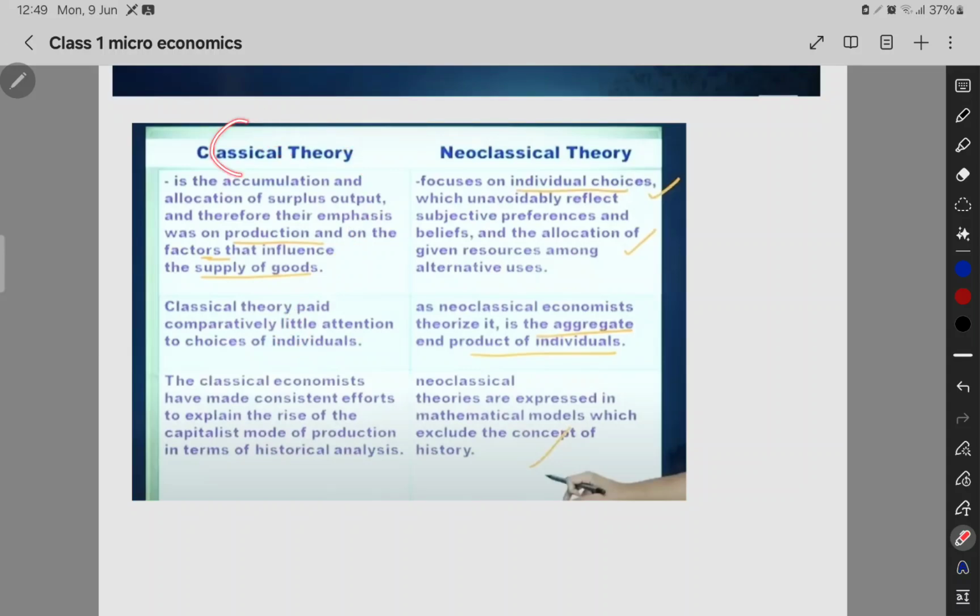And a classical theory is based upon a historical analysis, whereas the neoclassical excludes the history, and the neoclassical theories are expressed in mathematical models. That is very new.